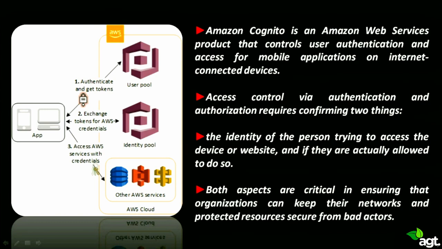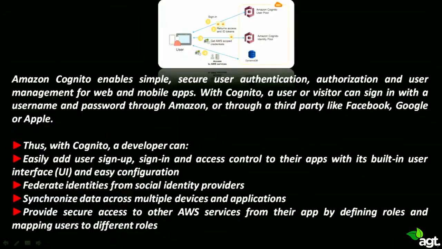We need to understand that access control via authentication and authorization requires confirming two things. Number one is the identity of the person trying to access the device or website, and if they are actually allowed to do so. Both aspects are critical in ensuring organizations can keep their networks and protected resources secure from bad actors. And here's where Amazon Cognito comes in.